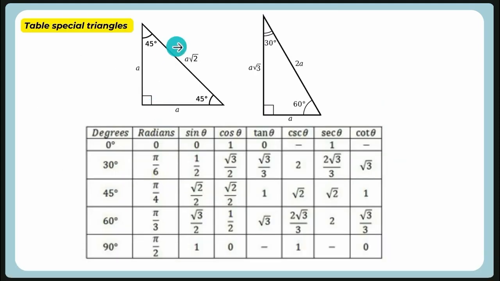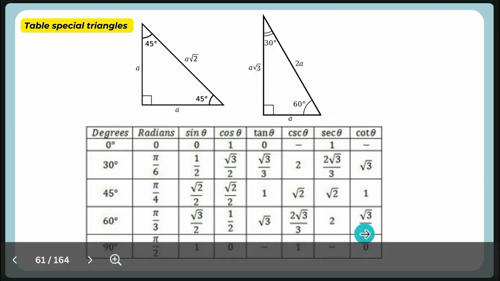Okay, then we have special triangles. For these special triangles, we have two types of triangles. If you can see the 45, 45, which is an isosceles triangle, it means it has those two sides equal to each other. Here it would be a square root of 2. And if you have a 30, 60, 90 degrees triangle, this is a square root of 3, and this is 2a. You need to know this by heart.